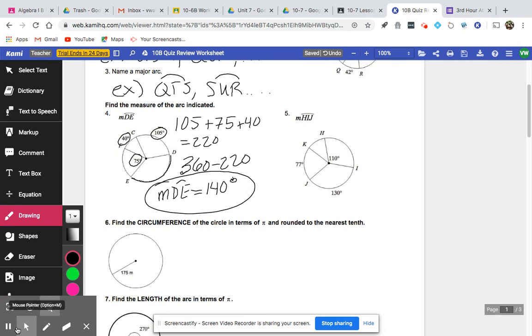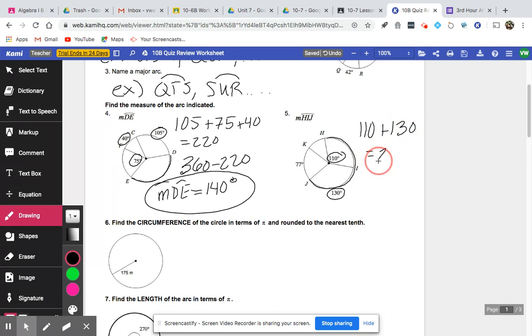There we go. Number 5, again, finding HIJ. This one's a major arc. We want to find this one. Good news is they give us all the information that we need. 110 plus 130. That gets us the major arc. So 110 plus 130, that equals 240. And that's the measure of HIJ. And there we go.